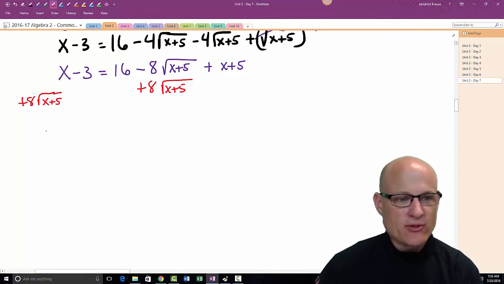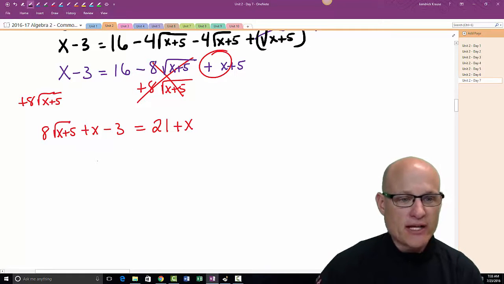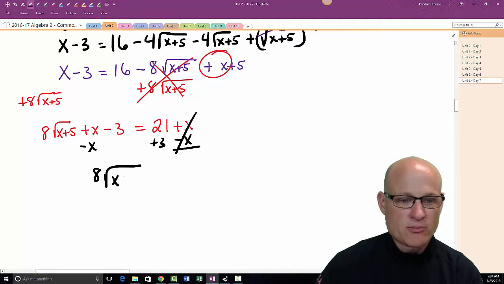So I'm going to add that to both sides. So I get 8 square roots of x plus 5 plus x minus 3 equals. Now I'm going to put the 16 and the 5 together and get 21 plus x, right? This is a positive x. All right. So the next step is to bring the x over and to bring the 3 over. So bring the x over. Those cancel. That's nice. That doesn't always happen. And then I'm going to add the 3 over. So I get 8 square roots of x plus 5 equals 24.